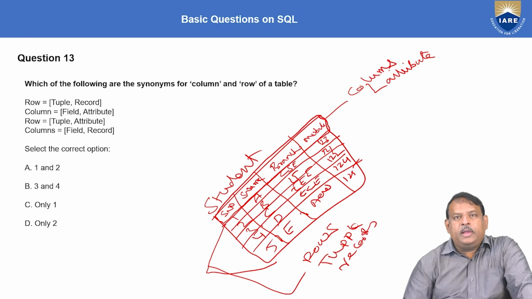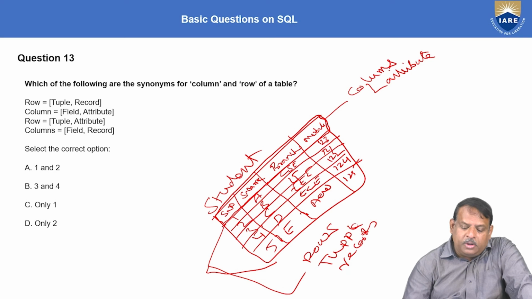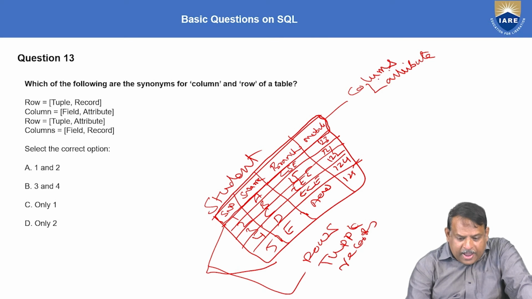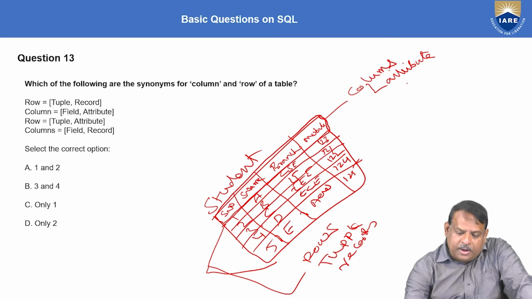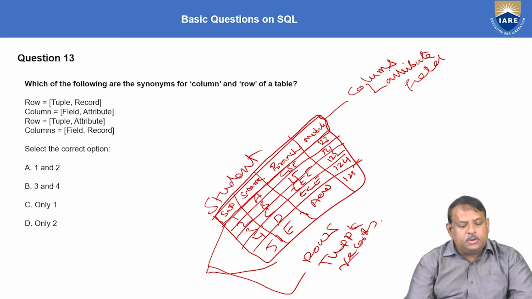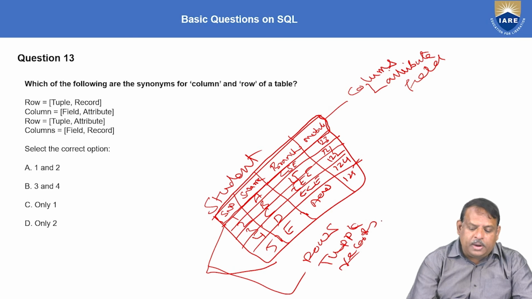Now, which of the following are the synonyms for a column and a row? We know that a column can be called a field or an attribute, whereas a row can be a tuple or a record. So row is equal to tuple and record. Right answer. Column is a field or attribute. Also a right answer. So 1 and 2 are correct.